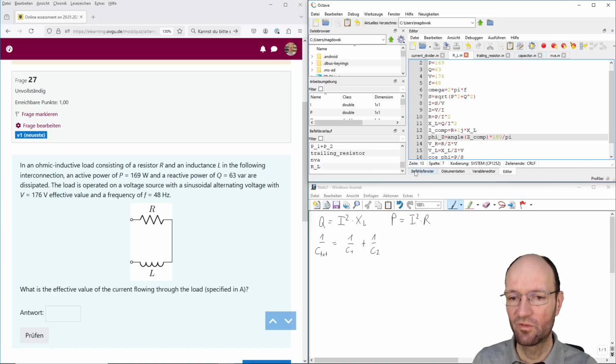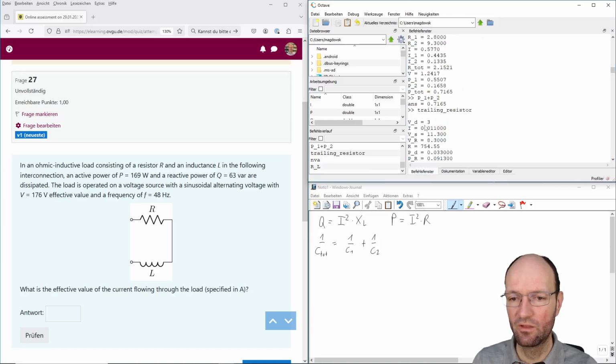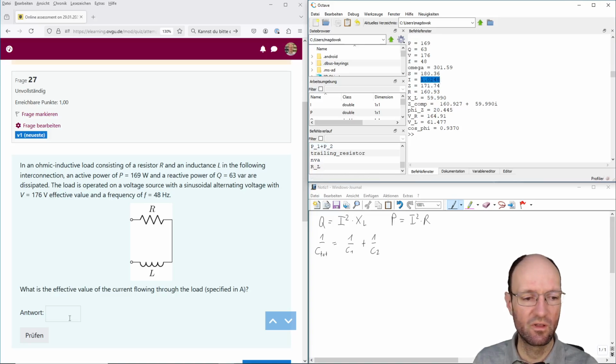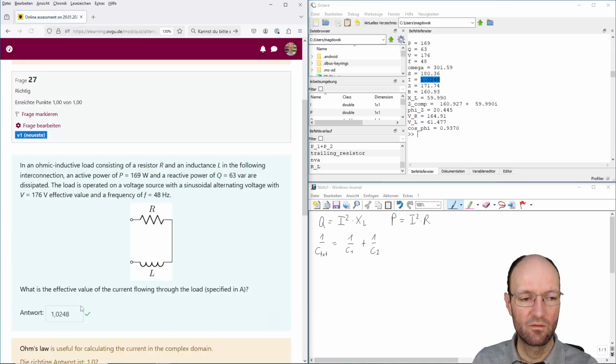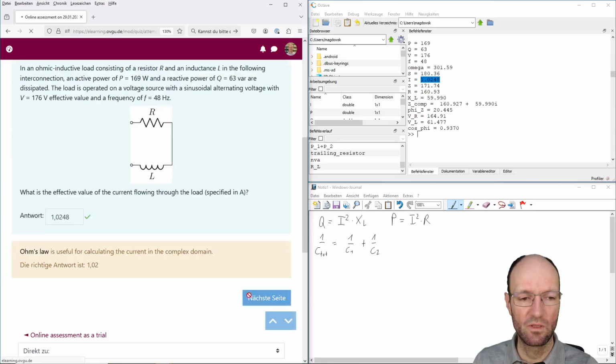So next page, what is the effective value of the current through this load? This was this script, so run it once again. We had already calculated the current, and the current was a little more than 1 ampere in this case. So that's correct.